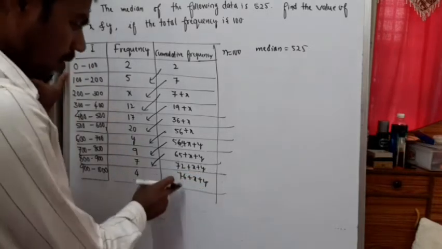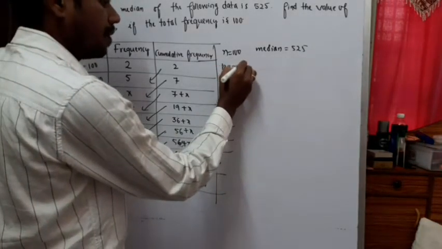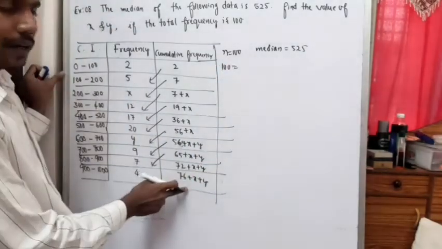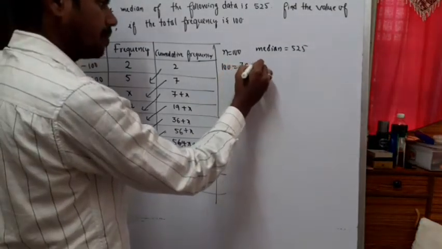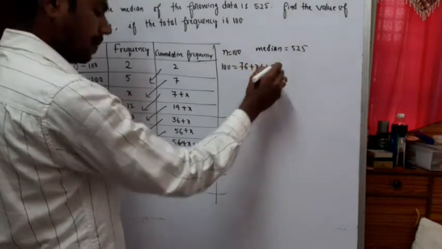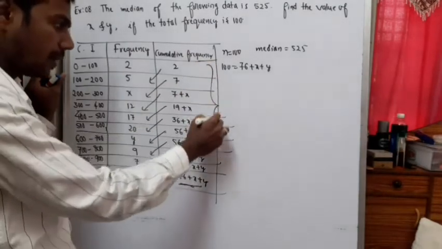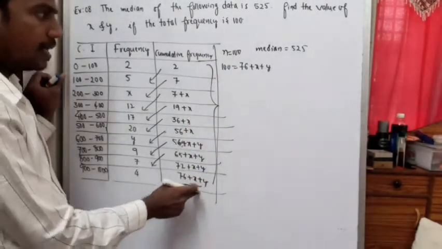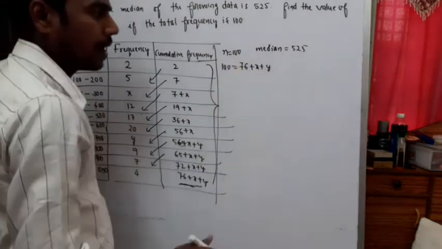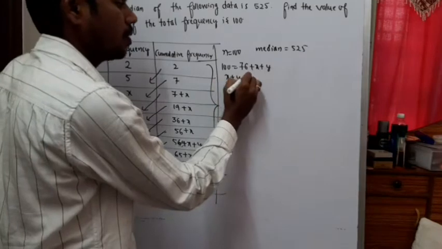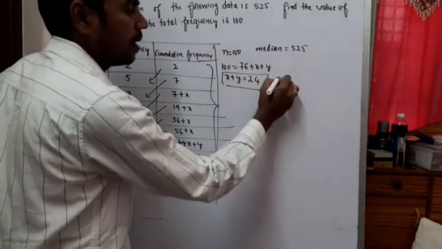See, we know the total n is equal to 100. So total 100 we'll get here at this final stage. This will be equal to 100. So 76 plus x plus y. So total n you'll get. Yes or no? At the end of the cumulative frequency, you are going to get n. That n is nothing but 100. 100 is equal to 76 plus x plus y. Or else x plus y is equal to 100 minus 76, which is nothing but 24. I will call it equation number 1.